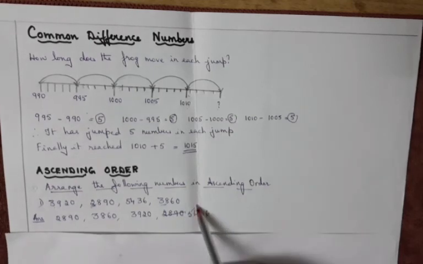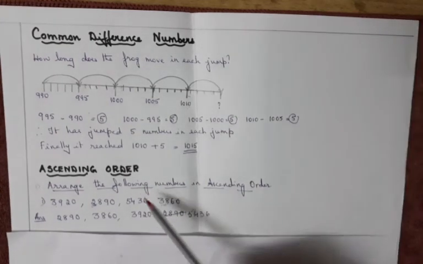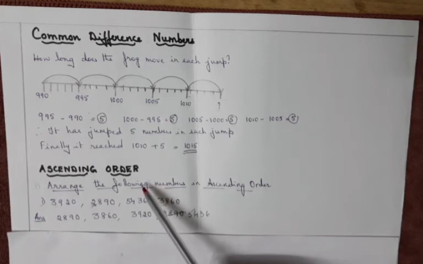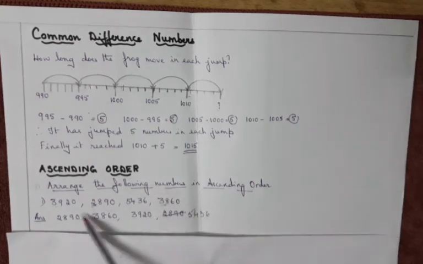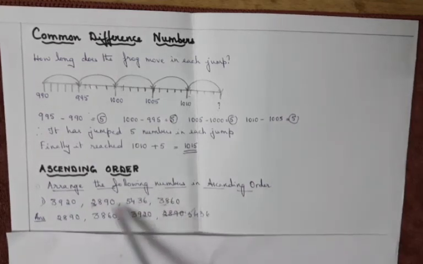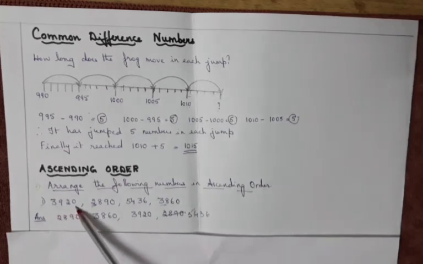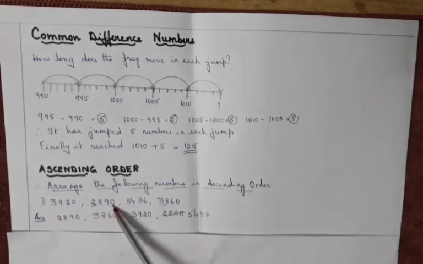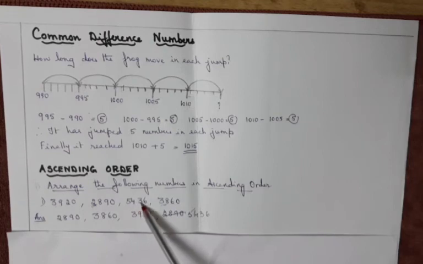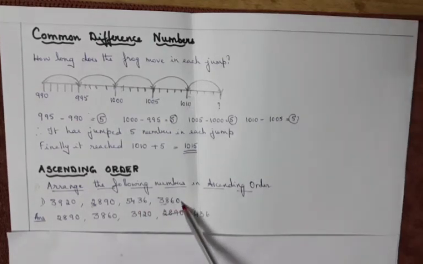Now let's come to ascending order. Children, you know what is ascending order? Ascending order means writing the numbers from small to big. They will give you the numbers here. Now here 3920, 2890, 5436, 3860. Now you have to arrange these numbers in ascending order.